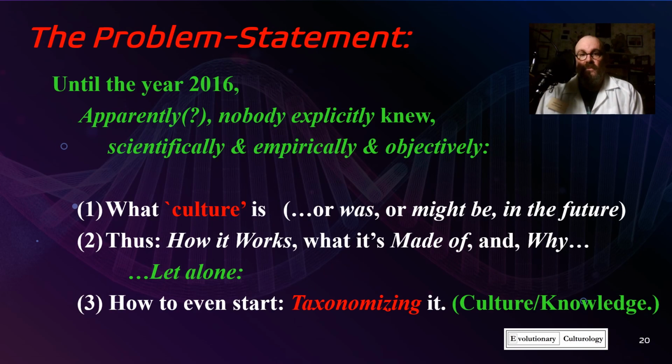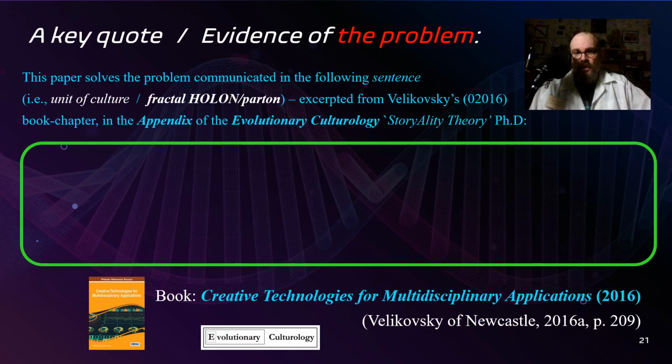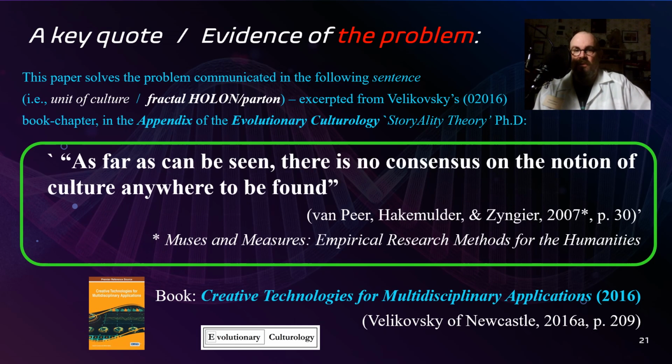Next. So the problem statement here: until 2016, apparently nobody explicitly knew scientifically, empirically, and objectively what culture is or was or might be, how it works, what it's made of, why, let alone how to start taxonomizing it, namely culture or information. Next. So a key quote on that is this one from Van Peer, Hakemulder and Zyngier, 2007, Muses and Measures, Empirical Research Methods for the Humanities. They say, as far as can be seen, there is no consensus on the notion of culture anywhere to be found. That was in 2007, but in 2016, thankfully, along came EvCult.